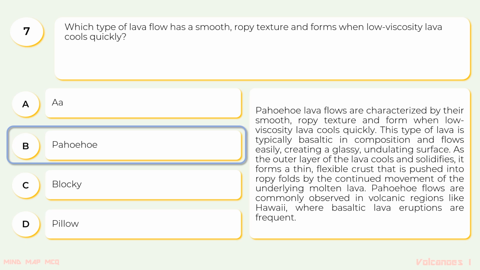This type of lava is typically basaltic in composition and flows easily, creating a glassy, undulating surface. As the outer layer of the lava cools and solidifies, it forms a thin, flexible crust that is pushed into the ropey folds by the continued movement of the underlying molten lava. Pahoehoe flows are commonly observed in volcanic regions like Hawaii, where basaltic lava eruptions are frequent.